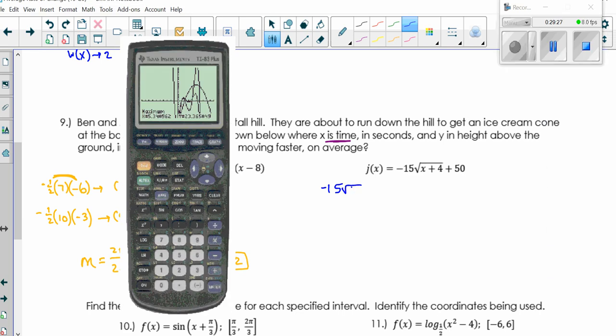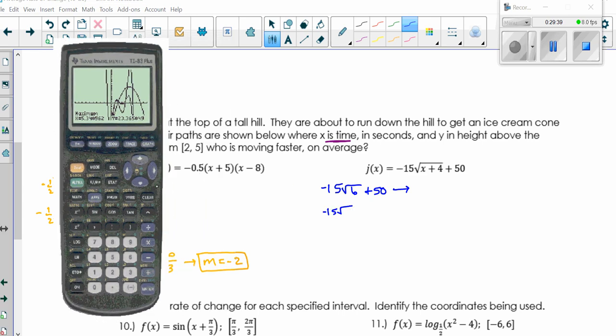So this is going to be the square root of 6 plus 50. And the square root of 6 is not a nice number. So at this point, you can see that this would be a calculator question. And I'm going to put this into while I'm going, and I'm going to say negative 15 times the square root. If I substitute in 5, 5 plus 4 is 9. That one will be nice.